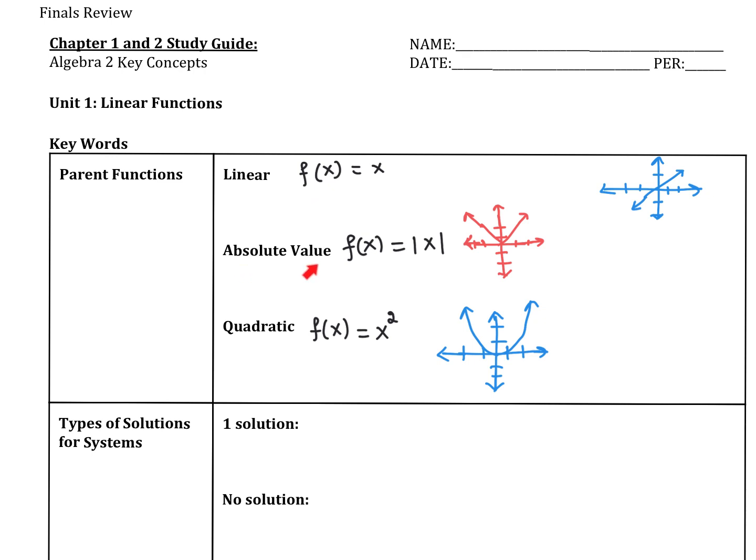For absolute value, you're going to have a function like f(x) = |x|, two parallel lines with x inside. That's the absolute value function equation. And for the graph, it's going to be a V graph. So this is the absolute value function graph. For quadratic, this is going to be x squared, and the graph of a quadratic function is a U graph.